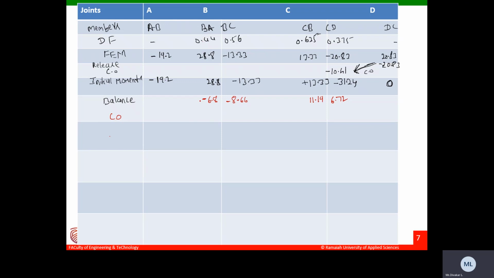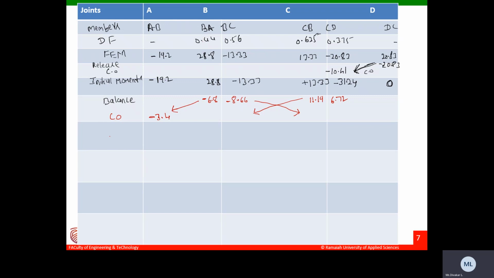Next step is carry over. I need to carry half of the moment to the adjacent support. So minus 6.8, then half will be what? You need to carry with the same sign. Minus 3.4, minus 3.4. Here I can do the carry over, C to B, B to C I can do it.